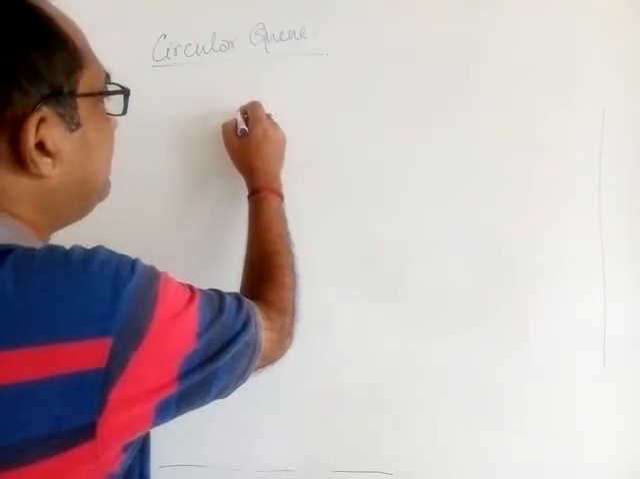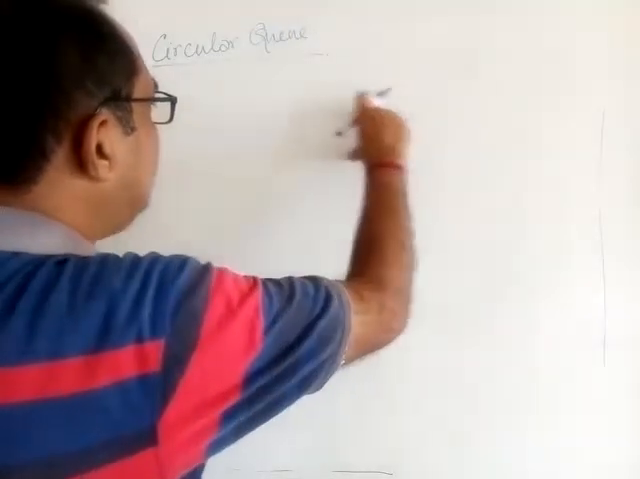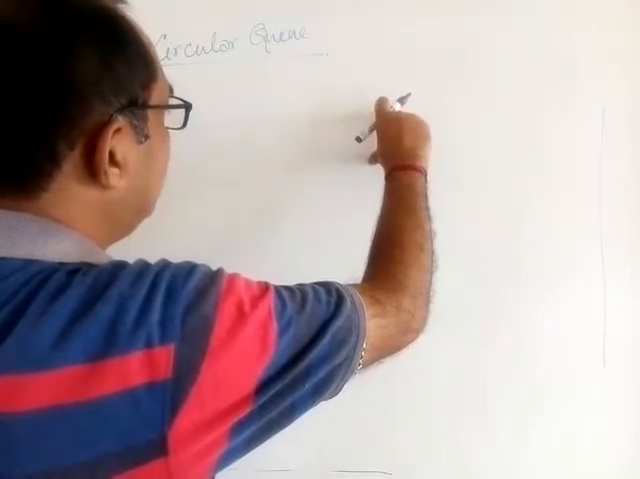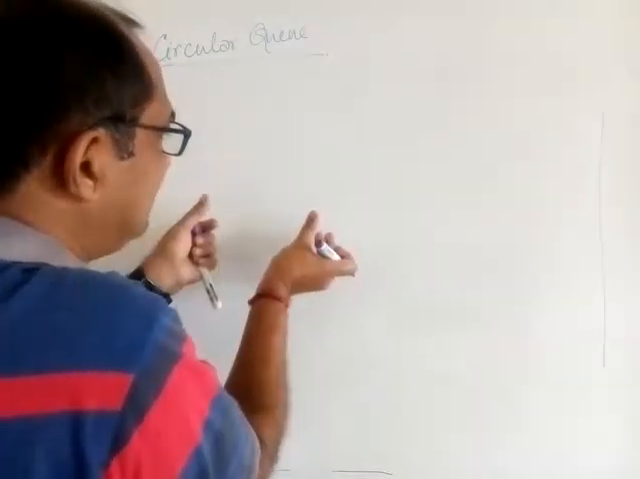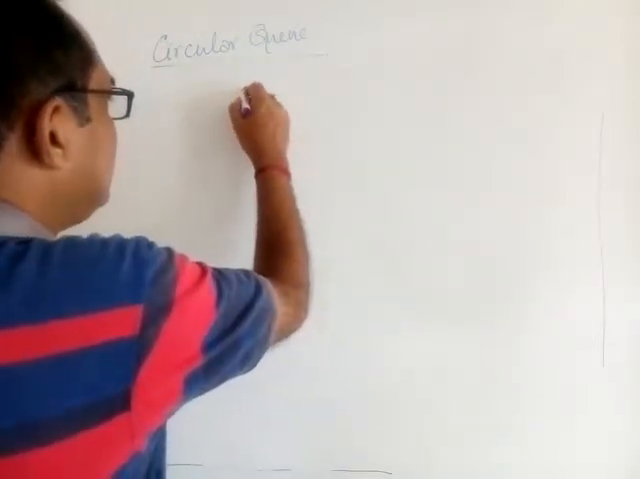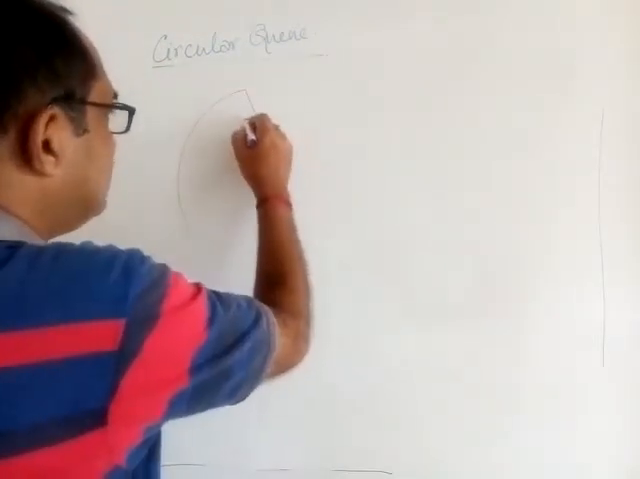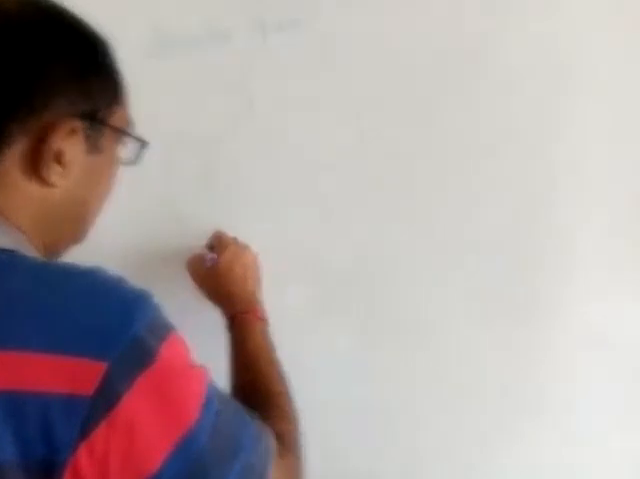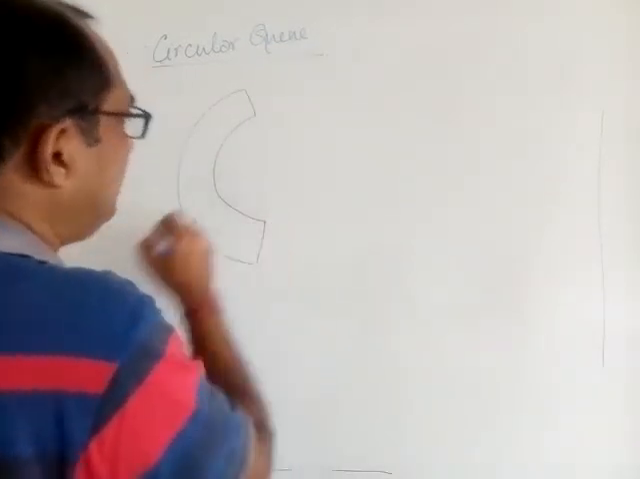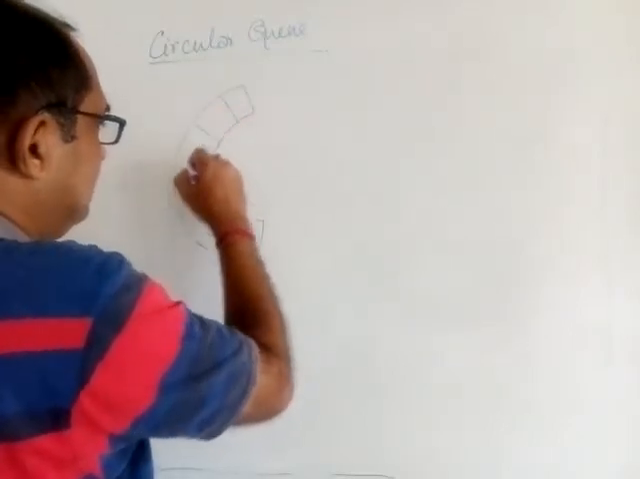Circular queue is first of all a linear queue. Fine, if I imagine a queue like this, and imagine that queue I bent like this. I bent the queue like this. So it has taken the form of a circle, right? Or circular in shape, right? So, and these are the cells.